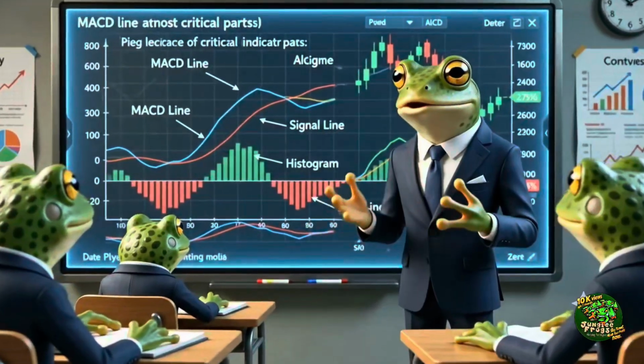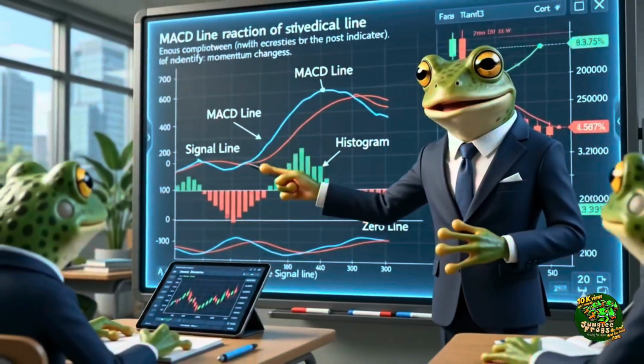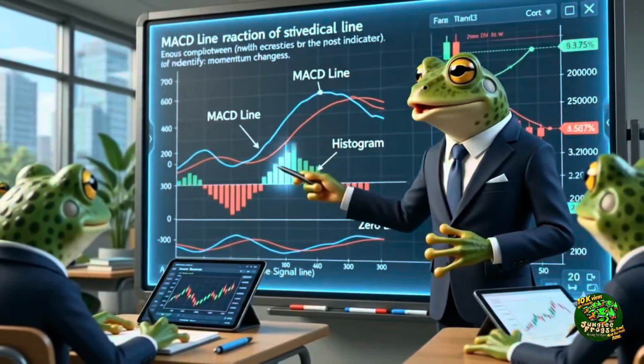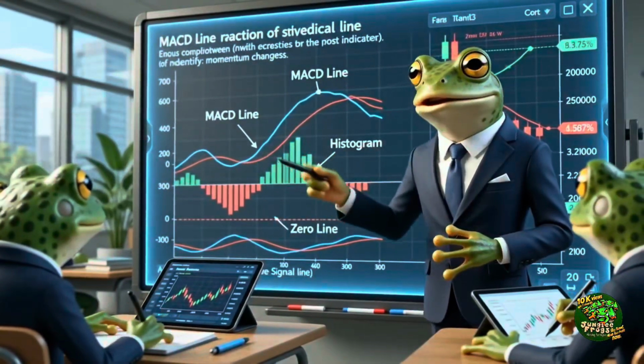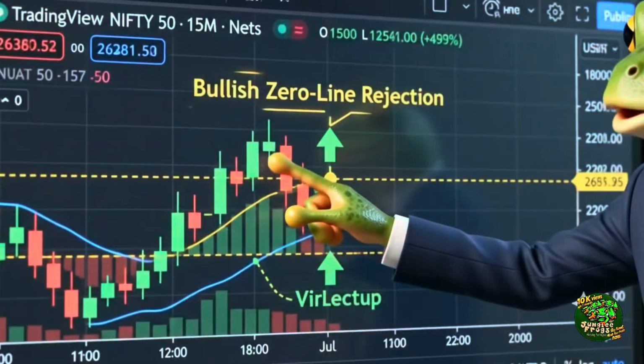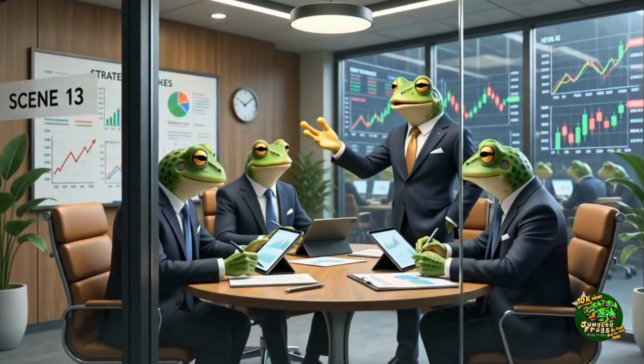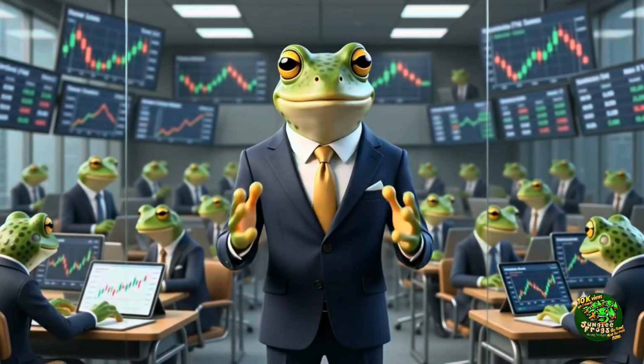Let's discuss the most critical parts of the MACD. First, the interaction between the MACD and signal lines, and second, the histogram, which shows momentum transitions. Focus on these components. This advanced indicator predicts momentum changes, spotting transitions before crossovers occur. It analyzes zero-line rejections to determine a precise master confidence.